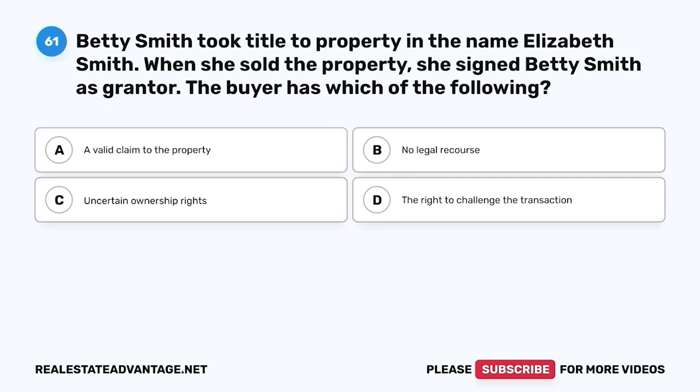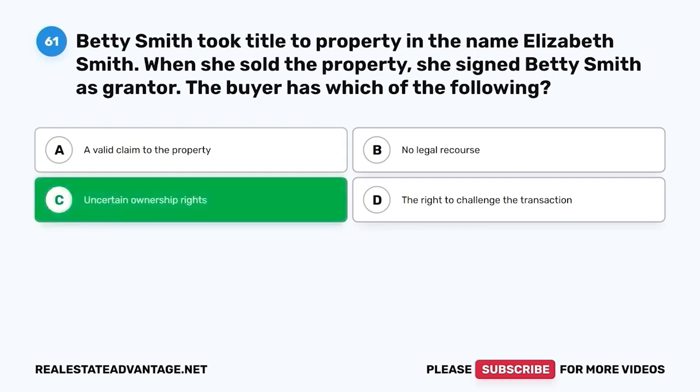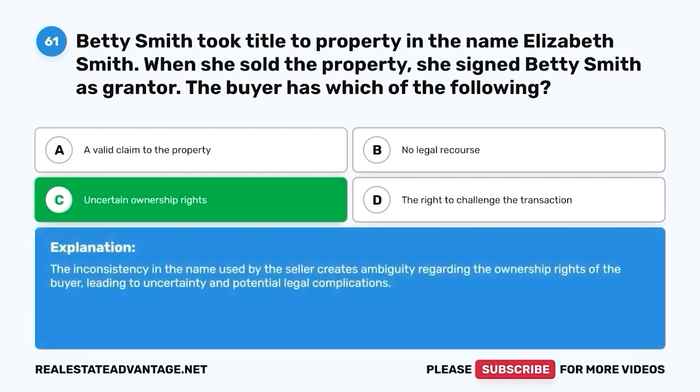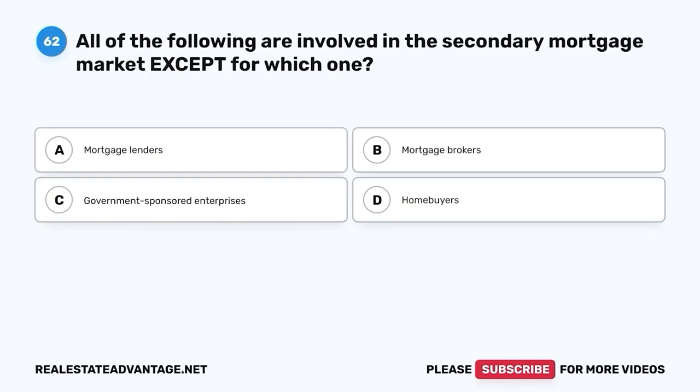Question 61. Betty Smith took title to property in the name Elizabeth Smith. When she sold the property, she signed Betty Smith as grantor. The buyer has which of the following? A. A valid claim to the property. B. No legal recourse. C. Uncertain ownership rights. D. The right to challenge the transaction. The correct answer is C, uncertain ownership rights. The inconsistency in the name used by the seller creates ambiguity regarding the ownership rights of the buyer, leading to uncertainty and potential legal complications.